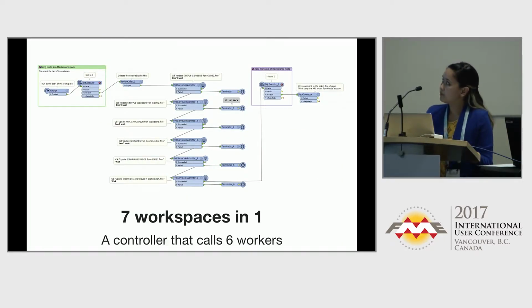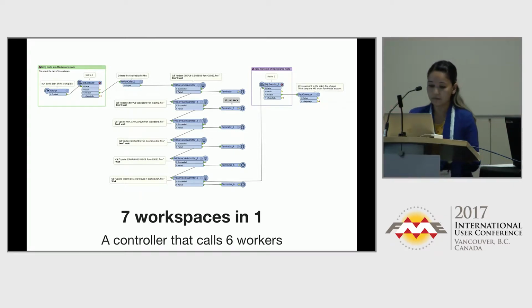So the workflow that I'll be talking about today is updating our data warehouse, which needs to happen weekly. It's 6 different workspaces that update different parts of our publication database. And they're in separate workspaces because they're really independent jobs, and sometimes we need to run them individually at different intervals, but every week on Friday we do need to update them all together. And so we use this controller workspace that calls the 6 worker workspaces that are also on FME Server.